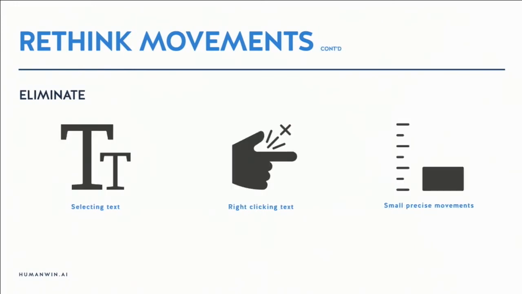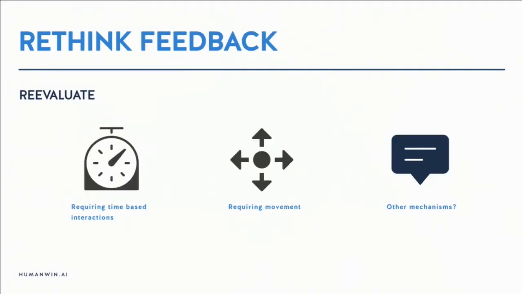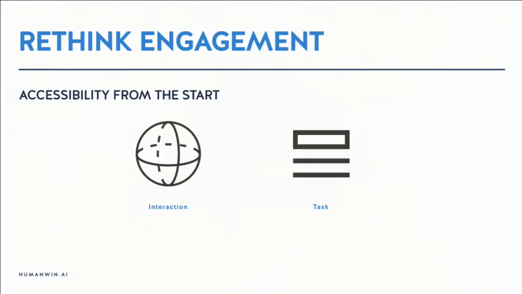And in the case of selecting text, that can be very difficult. And really getting away from small, precise movements and small, precise areas on the user interface for the games. And we've talked a lot about feedback today. So really reevaluating requiring time-based interactions and requiring movement or specific areas to progress and reveal more information. So again, these are some simple, easy wins that we can flip on in an accessible mode.